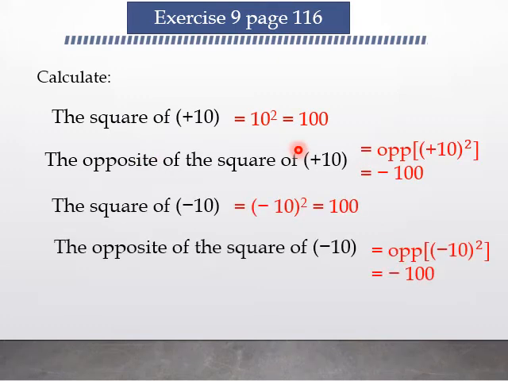Okay, now the square of minus 10. It's minus 10 squared. As I told you before, the square of any number should be positive. It means minus 10 times minus 10. So sign by sign, minus times minus is a plus, and 10 times 10 is 100. The opposite of the square of minus 10: what's the square of minus 10? It's 100. What's the opposite of 100? It's minus 100.